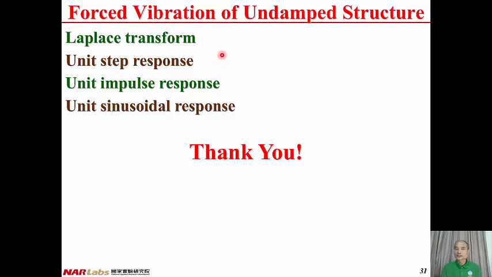In this lecture, we studied the forced vibration of an undamped single degree of freedom structure, and we solved this problem by Laplace transform, in addition to the method in the previous lecture. From this lecture, we use Laplace transform to solve for the unit step response under unit step force. We solve for the unit impulse response under unit impulse force. We also solve for the unit sinusoidal response under unit sinusoidal force.